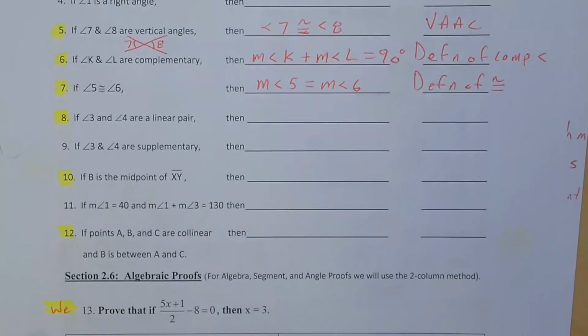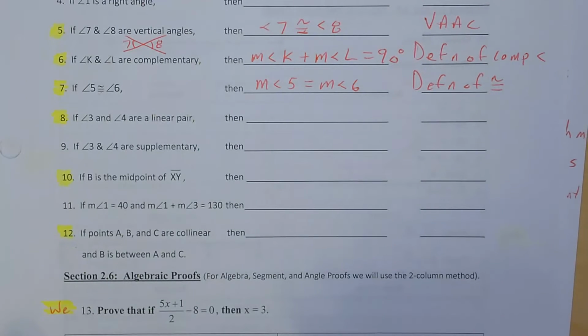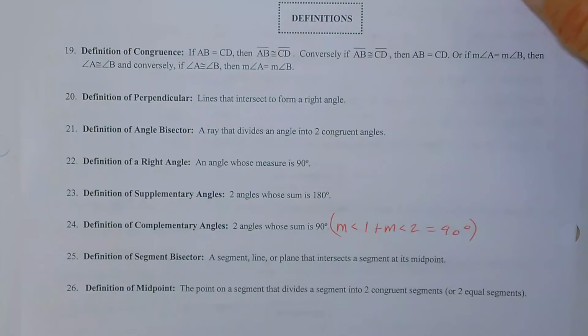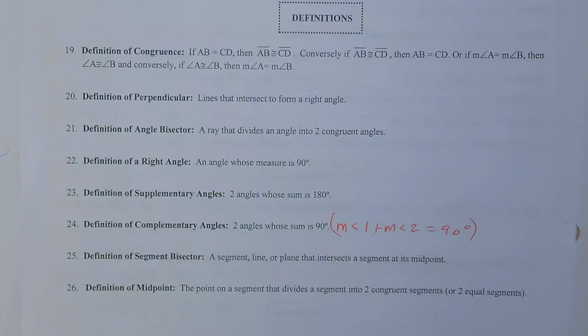Okay, number 8. If 3 and 4 are a linear pair. All right, so let's go find linear pairs. So your first thing might be, hey, let's go look at our definitions. Do you see definition of linear pair anywhere on there? That's because we don't use the definition of a linear pair. It's awkward and it doesn't really tell us anything besides what they are.